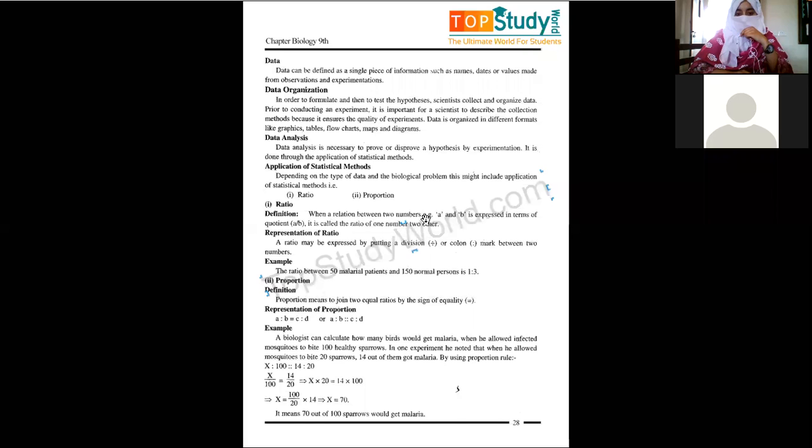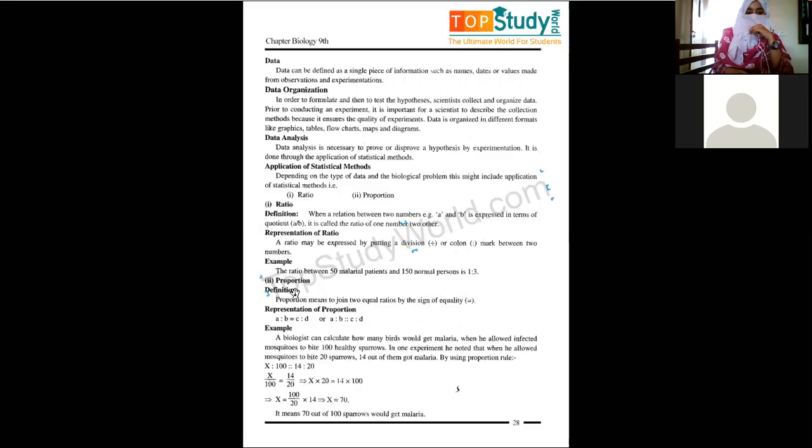First of all, we will write a definition of ratio. When a relation between two numbers, a and b, is expressed in terms of quotient, it is called the ratio of one number to the other. A ratio may be expressed by putting a division or colon mark between two numbers. For example, the ratio between 50 malarial patients and 150 normal persons is 1:3. So it is represented by a division and colon mark between two numbers.